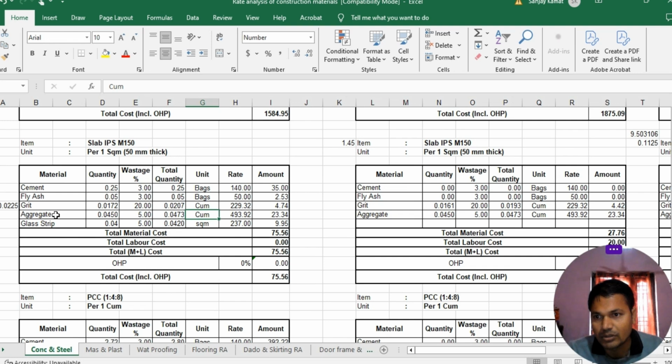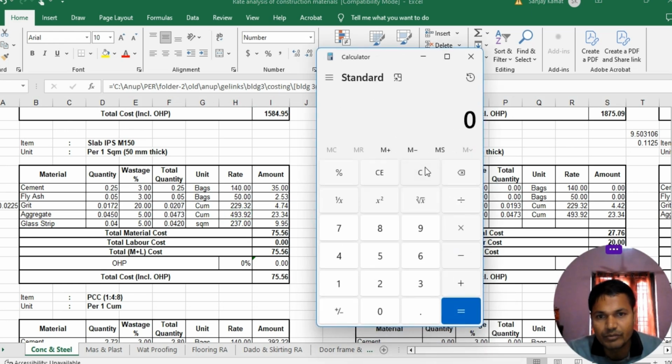Now the unit of aggregate is cubic. Okay, and the rate of the aggregate we have to take, how much? Rate of the aggregate is 493.92. Okay, so once we get the rate and the total quantity of the aggregate, we can multiply. So we have both values here. So let's do this calculation.